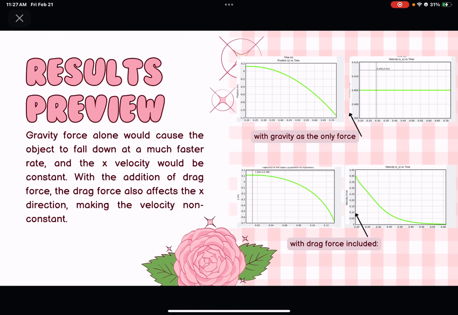Here's the preview of the results. Gravity alone would cause the object to fall down at a much faster rate, and the x velocity would be constant. With the addition of drag force, the x velocity becomes non-constant, and the object falls down at a much slower speed.